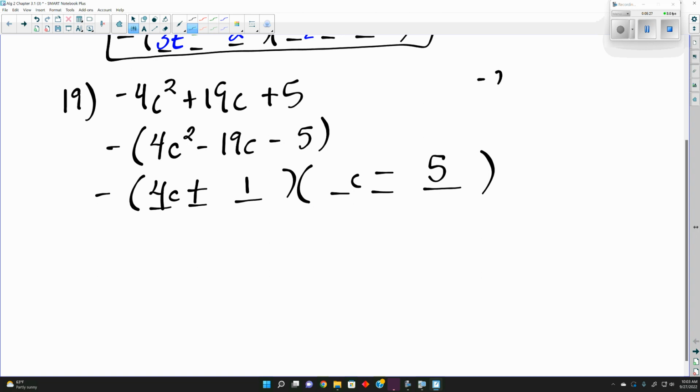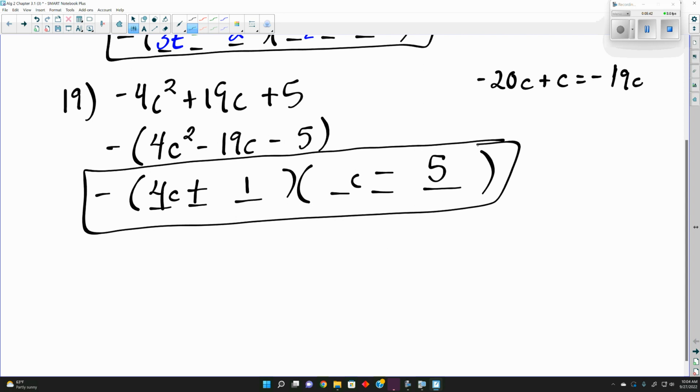4c times negative 5 is negative 20c. 1 times c is plus c, which is going to give us a negative 19c, which is what we wanted. And we get this here. Any other questions on any of this here?